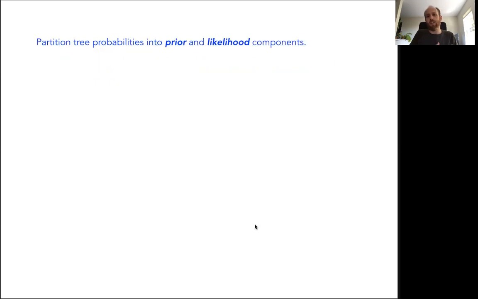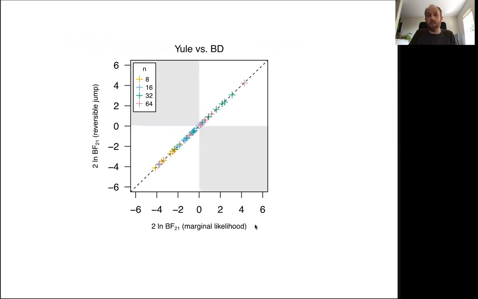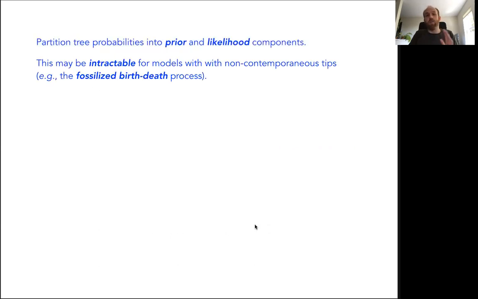And to do that, we would have to develop theory that partitions the prior and likelihood components of tree models. So if we think about this tree prior as a mix of some likelihood and a prior function, we can use probability theory to manipulate this equation in such a way that the likelihood, the probability of the samples, is unambiguous. And in fact, we can do that with the Yule model and birth-death models. And indeed, it restores Bayes factors, which is great. However, it's going to be very difficult to do that with fossilized birth-death models or any model that has non-contemporaneous samples.